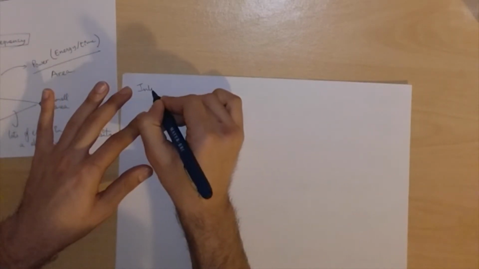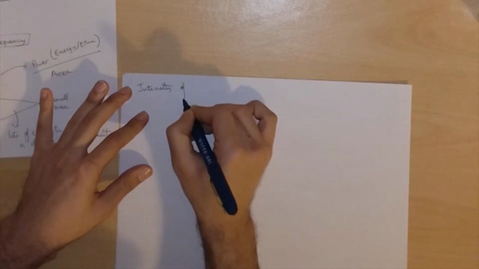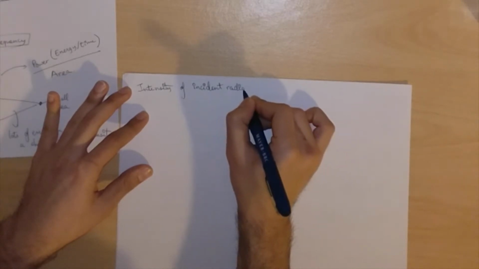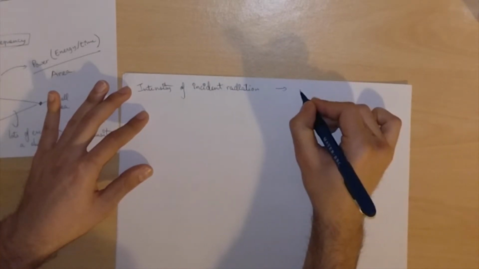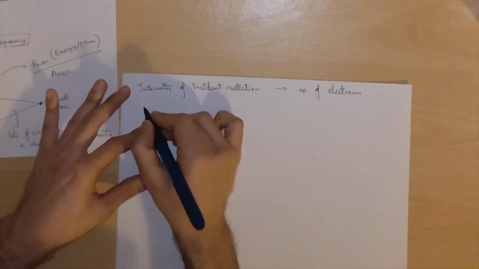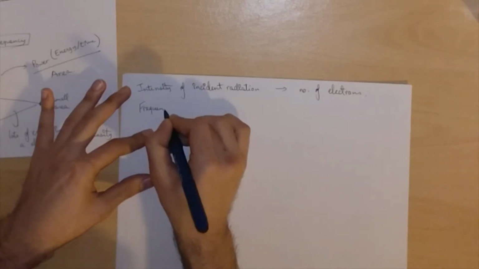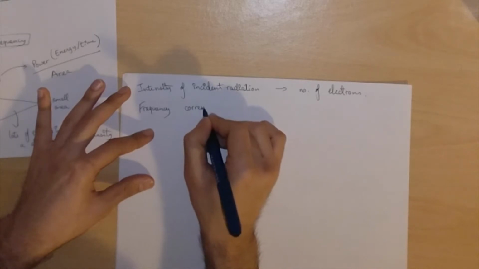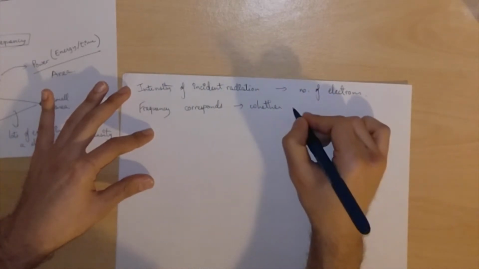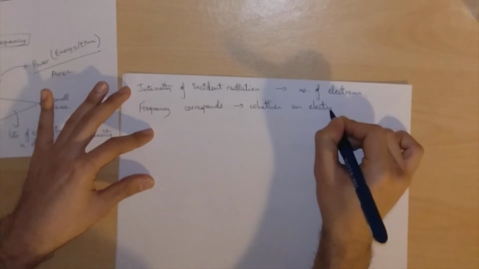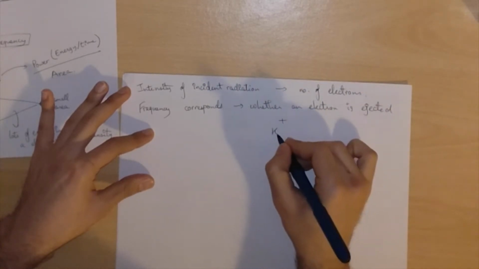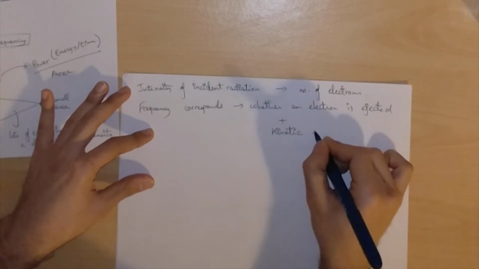So by doing these experiments, what they essentially found was that the intensity of light, so we're going to call it incident radiation because it's more formal, on the metal plate only controls the number of electrons that are ejected. More electrons, more current. That's how they figured that out. The frequency, however, corresponds to, firstly, whether an electron is ejected, because it needs to have a minimum value, and also the kinetic energy of the electron that's ejected.